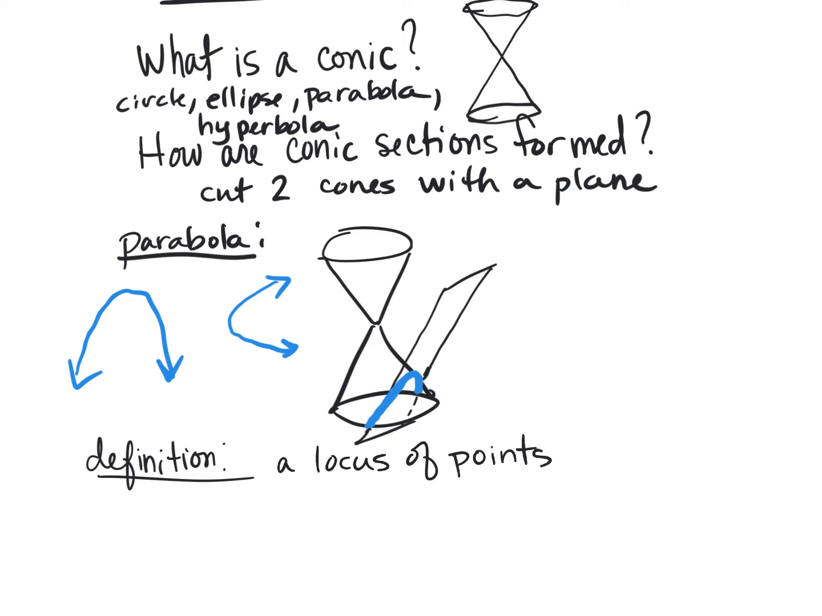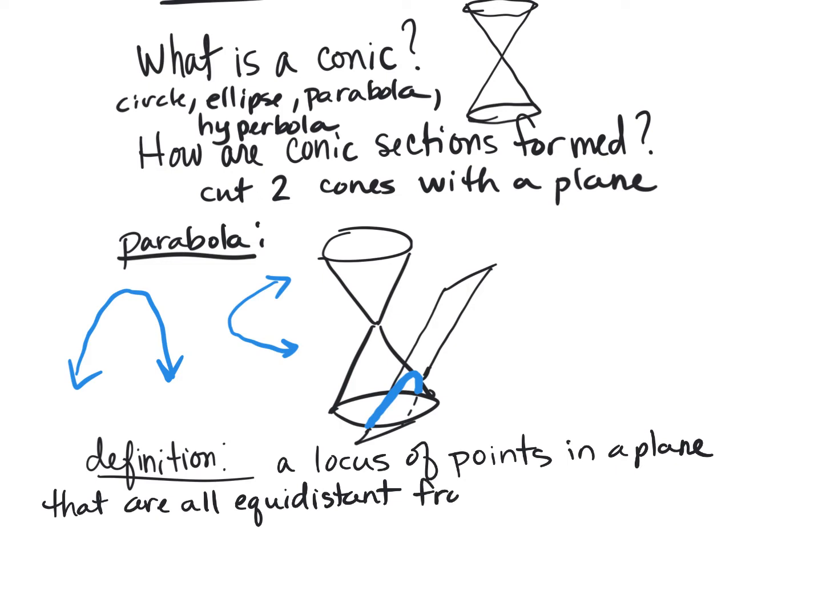Locus of points in a plane. We know it's in a plane because we used a plane to cut those cones, didn't we? Right? That are all equidistant. What does that mean? Equally distant from a fixed point. That fixed point is what we call the focus.